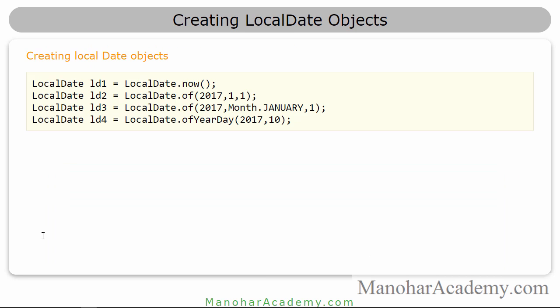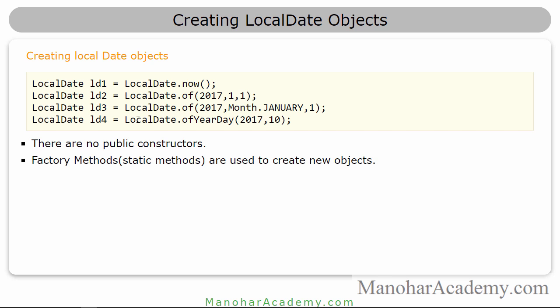Okay, now let's look at code that will create the new objects. So in local date, there are no public constructors, so we can't call a new local date constructor. Instead, the local date class provides some factory methods, or static methods. They can be called on the class, that is local date obviously, and they will create the new objects for us and return the object back. So here we have a reference variable of type local date. This static method on local date is creating the object and returning the object. And the method names are very self-explanatory.